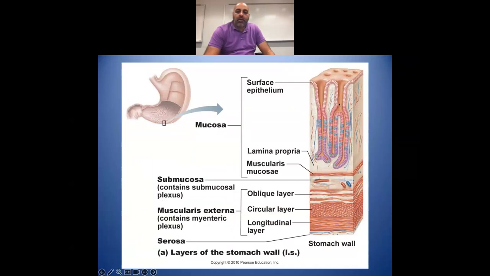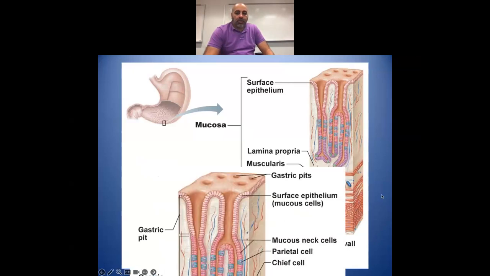So here they're showing the stomach. You can see the gastric pits. Here's the cells lining it. Usually the parietal cells are higher up because they're making acid, and the chief cells are typically lower because they're making pepsinogen. So it's a little safer for them to release it lower.